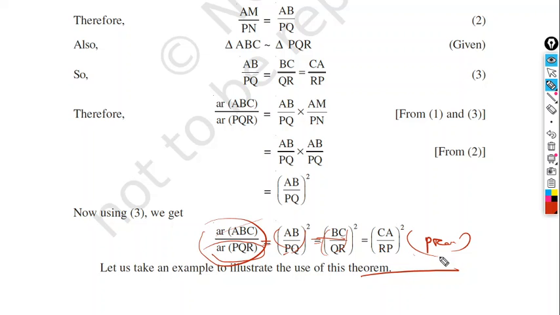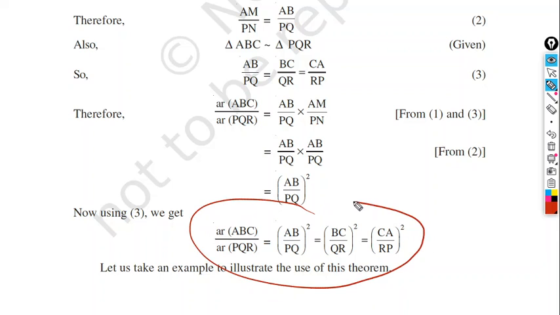So you need to remember this part only. But now you know how it has been proved. You just need to remember this part for this year, that means 2020 and 2021. Okay, so you just remember this part. Thank you.